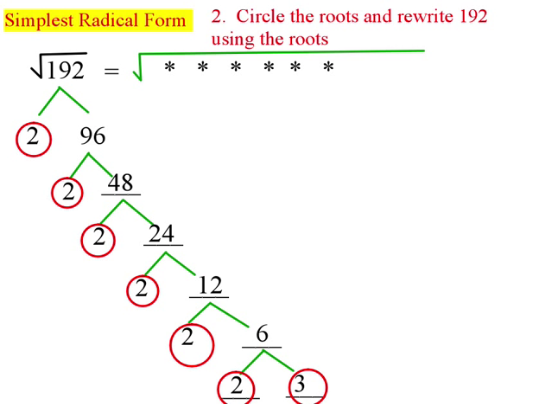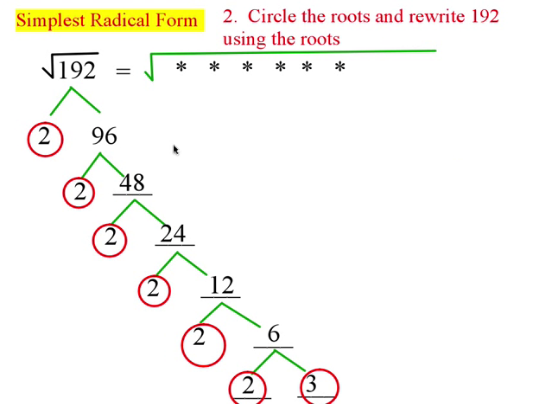And once I have them circled, these are the numbers that I use to rewrite the square root of 192. So it's broken down into its smallest parts. I'm just moving all the numbers up under the radical sign. These two are equivalent. The one on the right is just all the prime factors of 192.